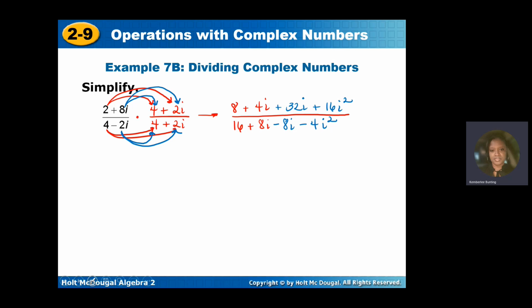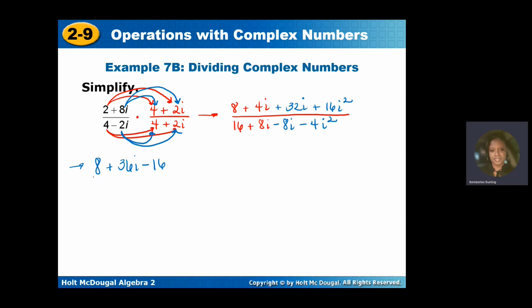So let's simplify the numerator, shall we? Combine my like terms, handle the i squared, right? So I have now 8. All right, so I have 8, but I got to combine the 4i with the 32i. What is that? Yep, 36i, right? And then this i squared will make the positive 16 a negative 16. Just write the negative 16.